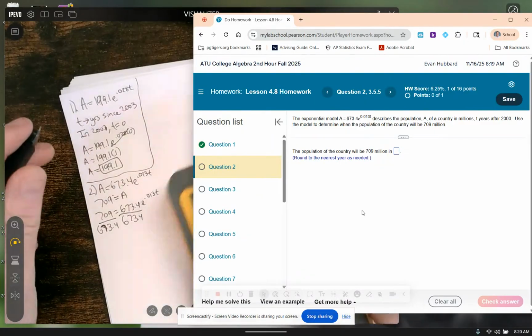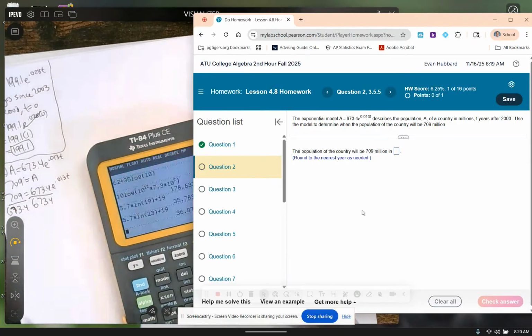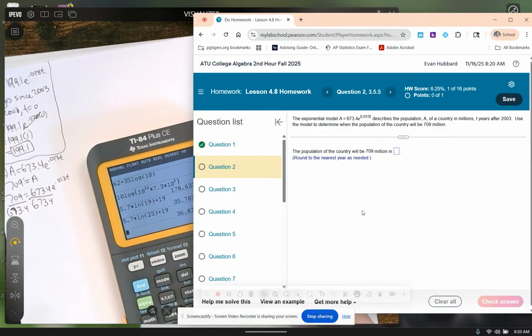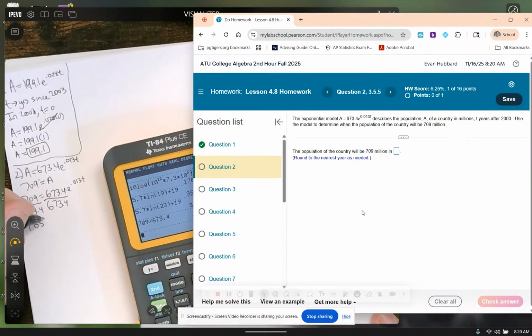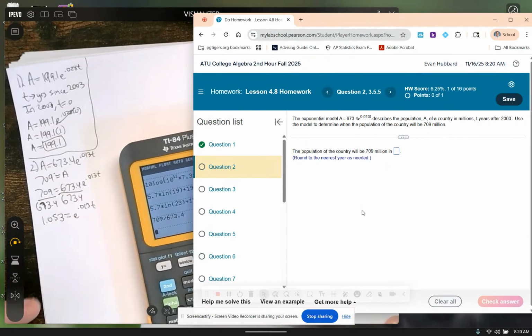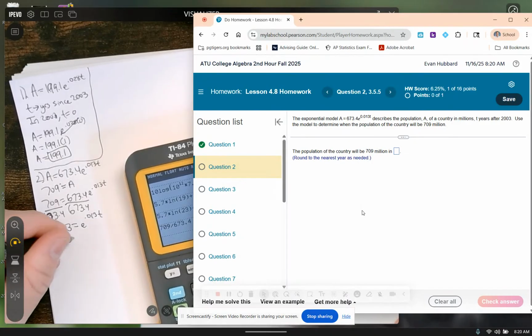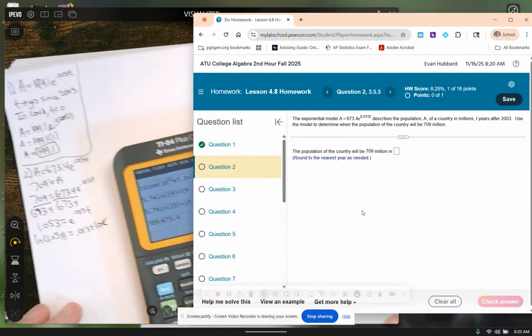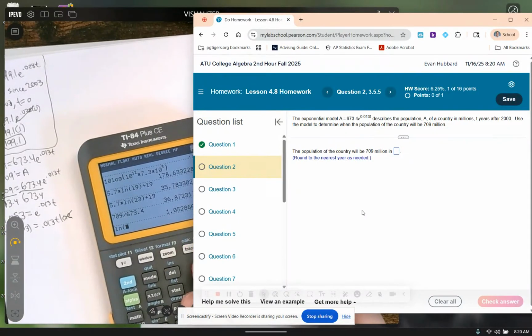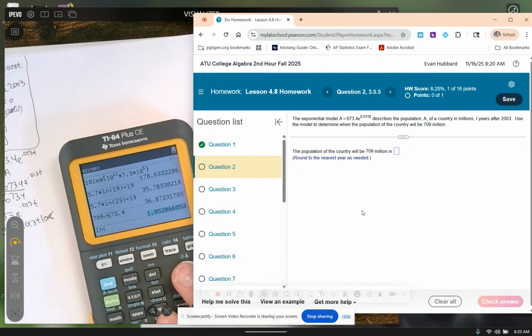So 709 divided by 673.4, 1.053. And I've got to be careful about the rounding on this because it might get me on some of these word problems. Okay, it did on the last section. Now I'm going to take the ln of both sides. I'm going to do the exact in the calculator. So I'm going to do ln, and I'm going to grab this thing up here. Well, it's kind of exact, close enough.